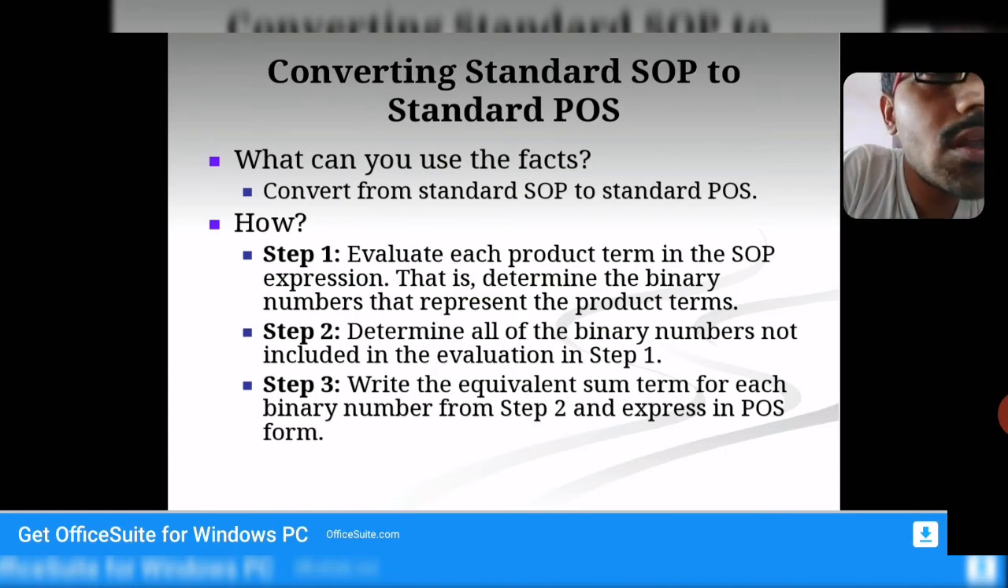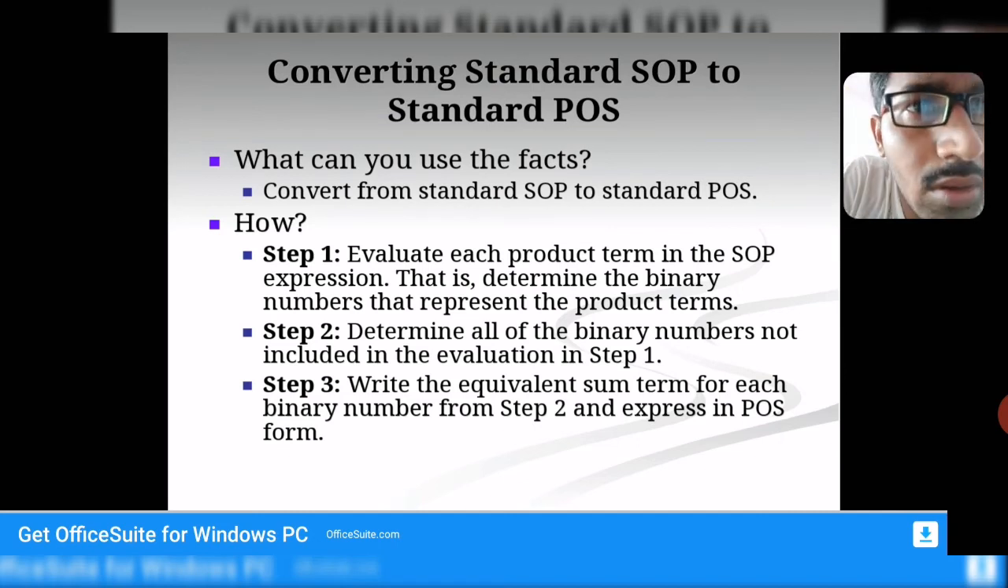So converting standard sum of product to standard product of sum. Step 1. Evaluate each product term in the sum of product expression, that is, determine the binary number that represents the product term. Step 2. Determine all of the binary numbers not included in the evaluation in step 1. Step 3. Write the equivalent sum term for each binary number from step 2 and express in POS form.